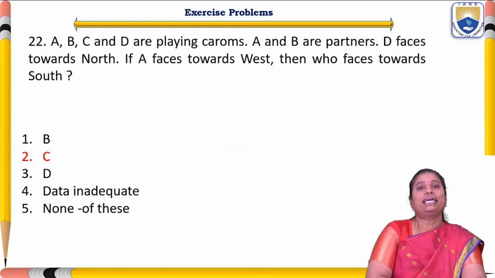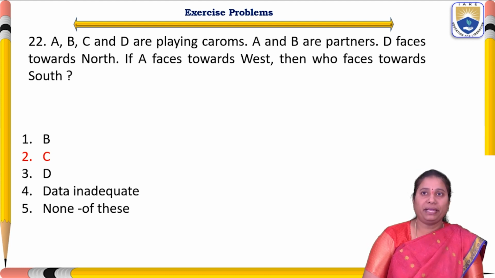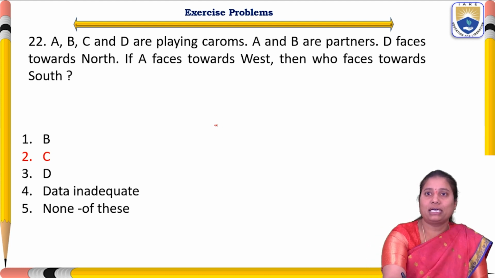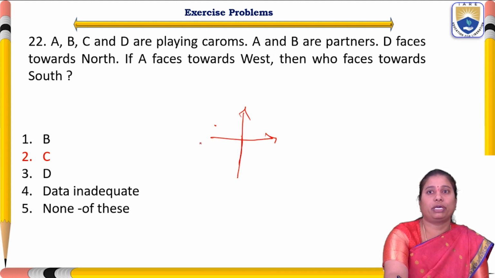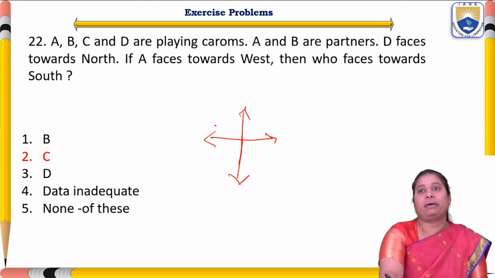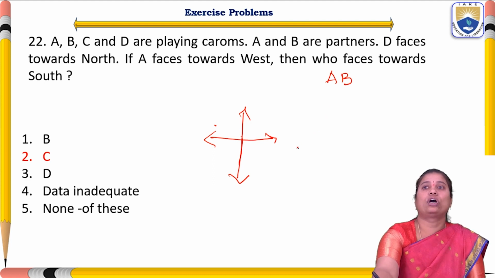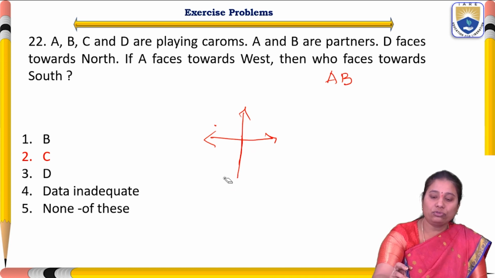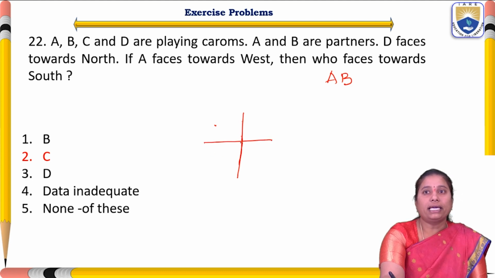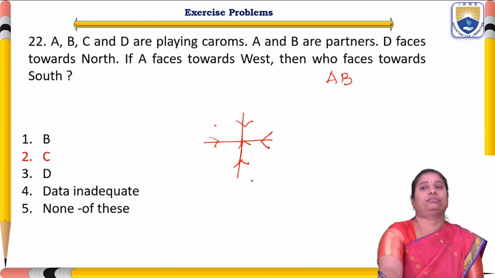So next kind of question. A, B, C, D are playing caroms. Caroms means they are all in the square box. So they have to sit in these directions only, square box. And A, B are partners, whereas D faces towards north. So D faces towards the north means what we have to see is these directions should be like this. They are all sitting, means they are all inner facing. The directions might be different.